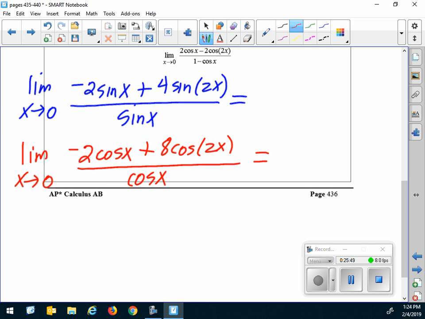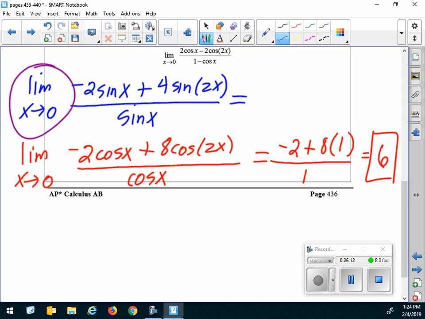Negative 2 times the cosine of 0, plus 8 times the cosine of 0, over the cosine of 0. I sure hope that's 6. Also notice, if you do not put your limit notation, you will not receive full credit.